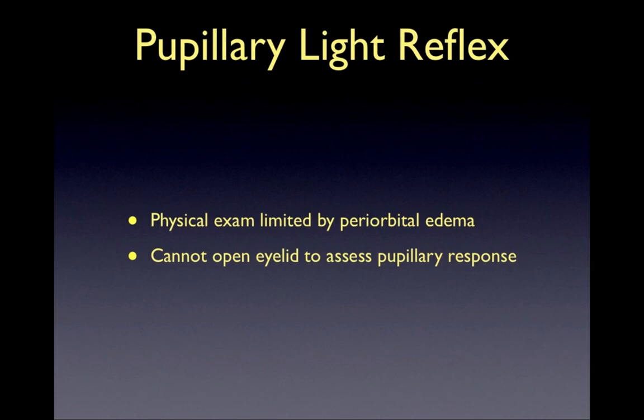Another interesting thing you could use ocular ultrasound for is to evaluate the pupillary light reflex. In patients who've had significant orbital trauma, the physical exam can be limited. If you can't open the eyelids due to significant periorbital edema, you aren't going to be able to assess the pupillary response. So in these cases, ocular ultrasound can be used.